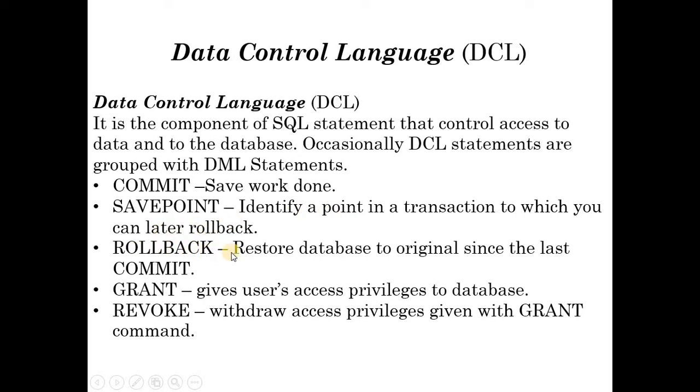Rollback is a statement. This will restore the database to the original since the last commit. If you just say rollback, it will roll back to the last commit. If you say rollback to savepoint 1, and you have given savepoint 1 as a pointer to the 5th statement, it will move back to the 5th point. Right?